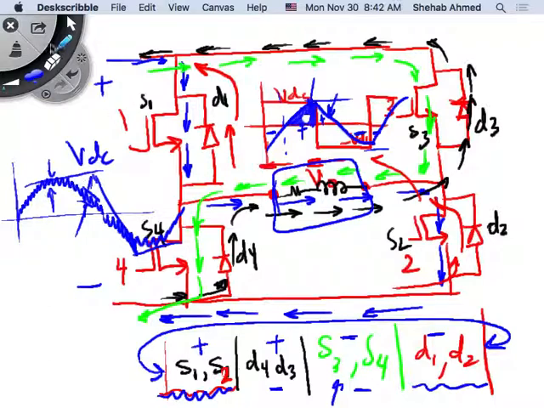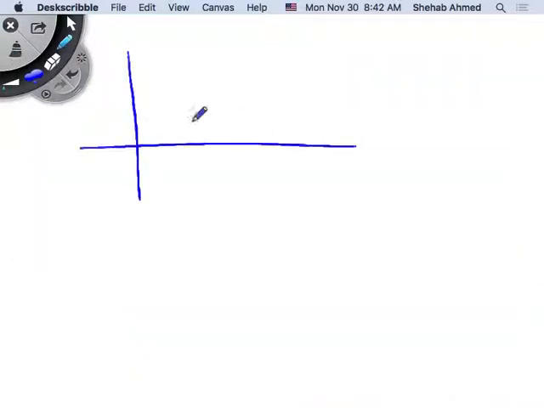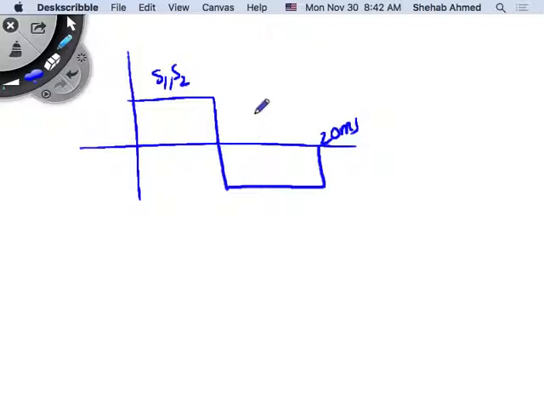Here, what we're doing is fundamental frequency switching. I'm only switching at 50 Hertz. This is 20 milliseconds. I'm switching one time. This is S1, S2 on. And then this is S3, S4 on. The diodes, I don't have to turn them on.